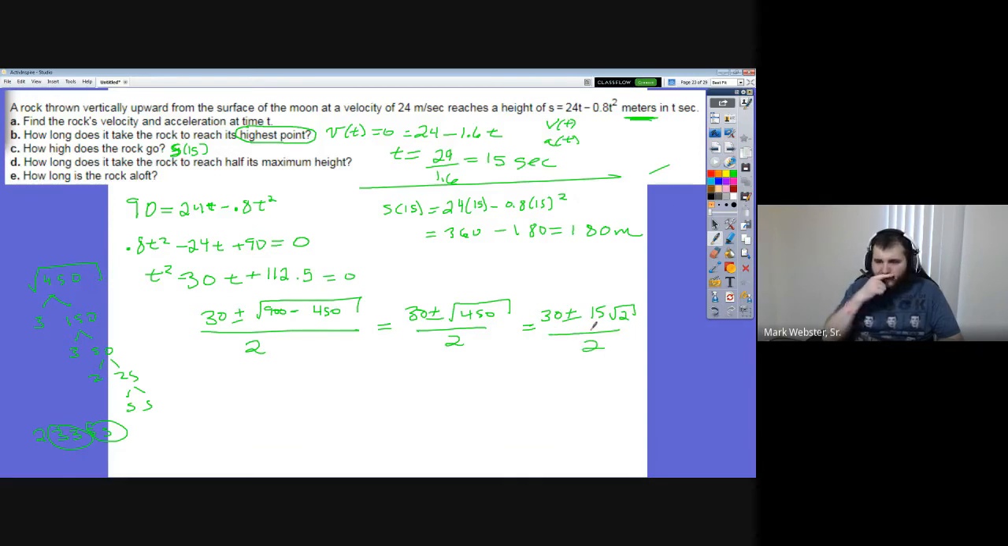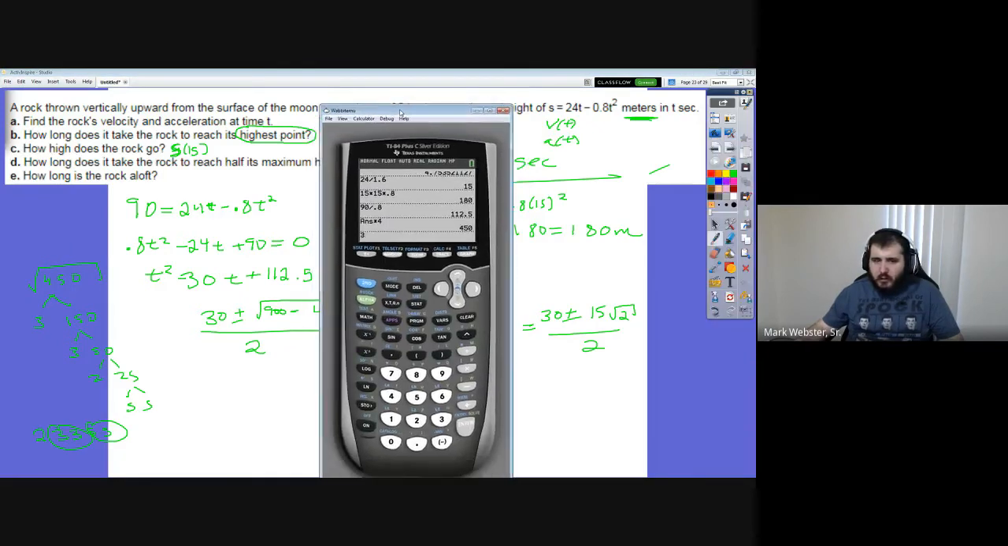And you would put that into the calculator, and your answer should be the smaller of the two numbers if they're both positive, which I think they both are, yeah? 30 minus 15 radical 2 is still positive. So here, let me show you. So just check them both if you're not sure.